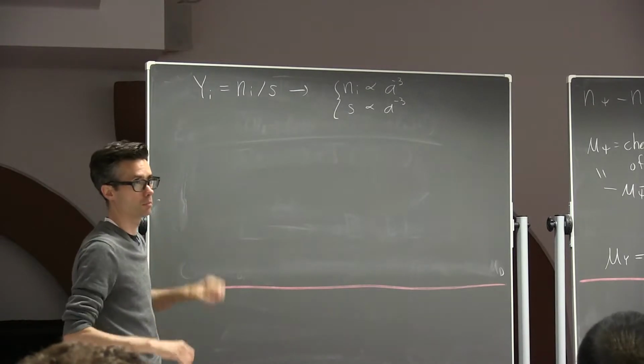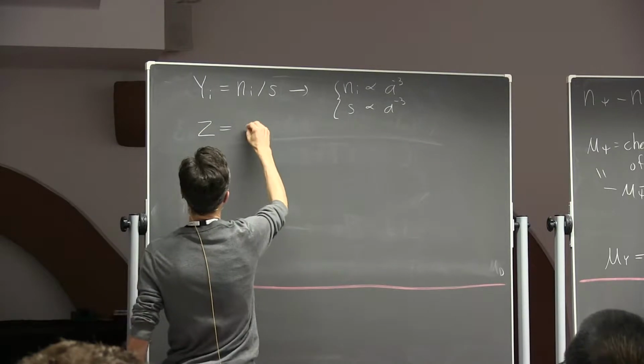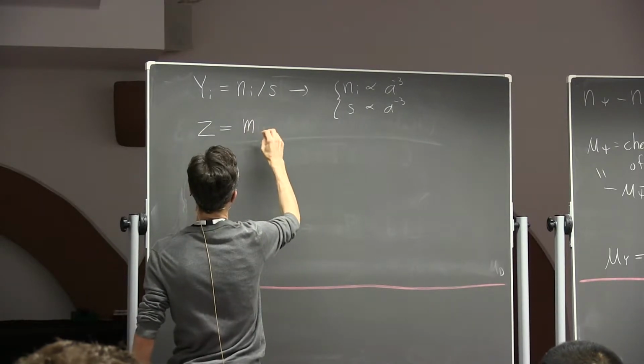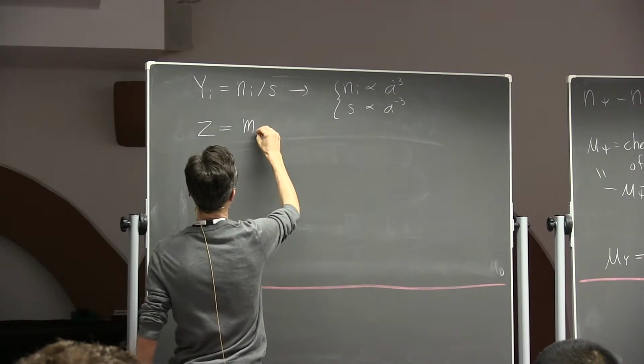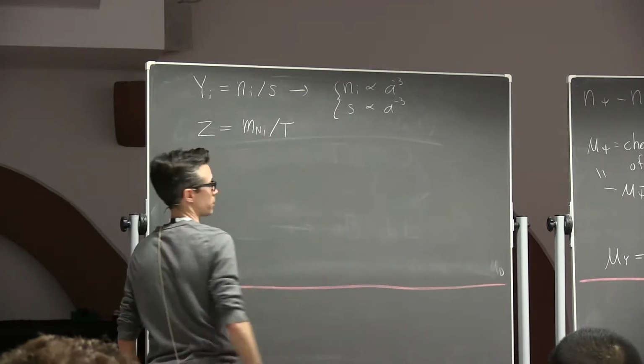So I'm going to use this yield variable instead of n_i. This is just changing a variable. And I'm also going to use a z variable, which I'm going to define as the mass of the N1 state divided by the temperature.